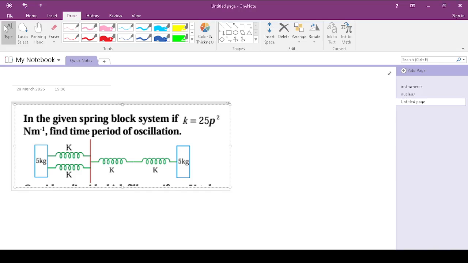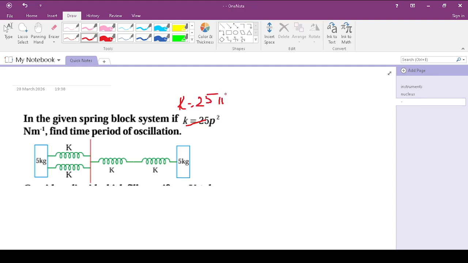Hello students, let us have a look at this problem. There is a spring system which is connected to two masses, and we need the time period of oscillation. So actually A is equal to pi square, the spring constant value.